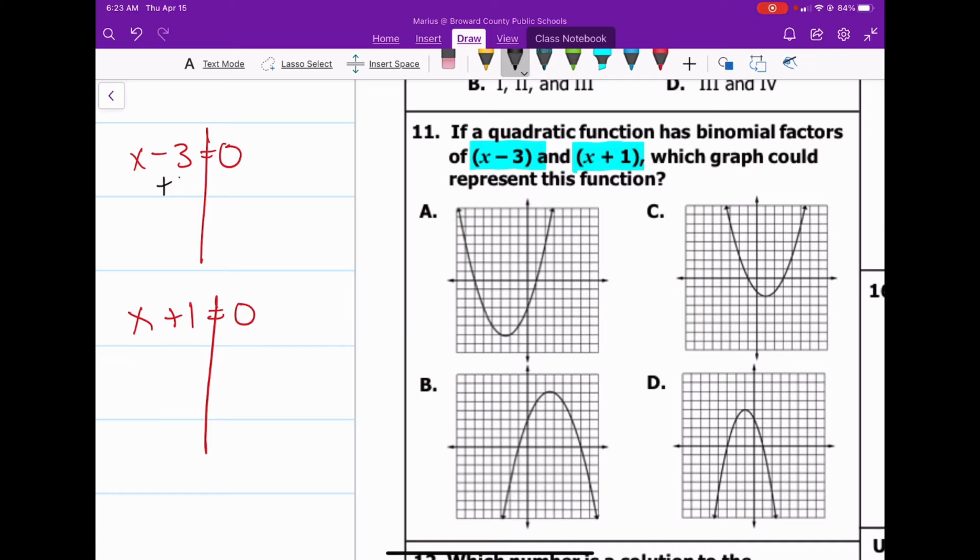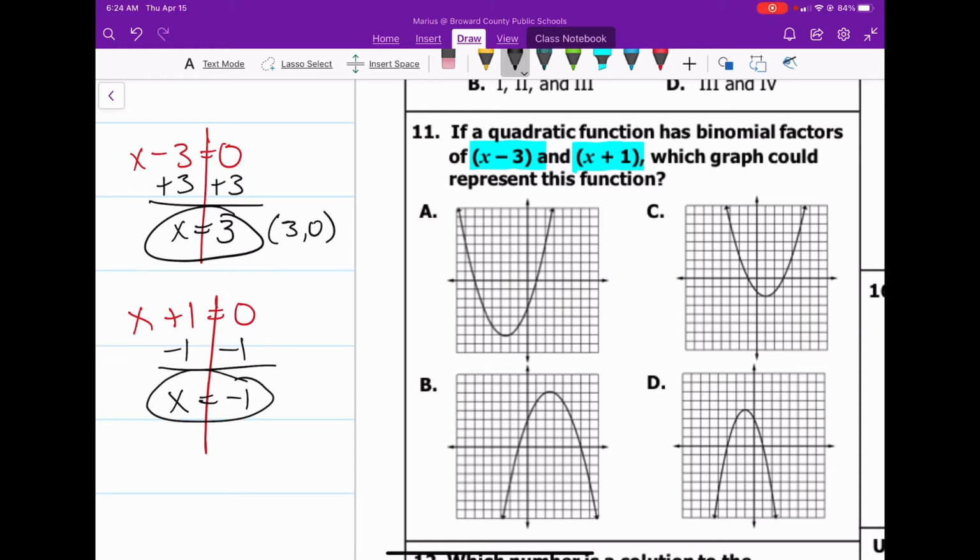Let's go ahead and do that. The first one, x minus 3: we add 3 to both sides, so x is equal to 3, which means we have an x-intercept at positive 3, 0. For the second one, subtract 1 from both sides, so x is equal to negative 1, which means our other x-intercept is at negative 1, 0.